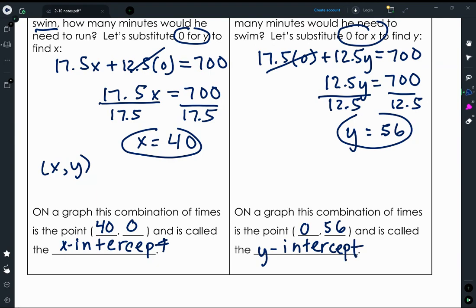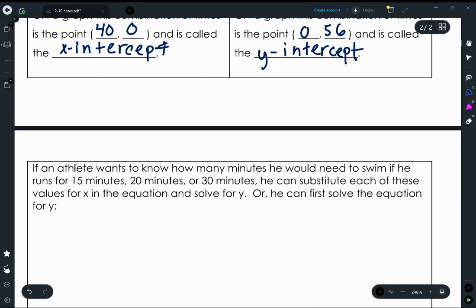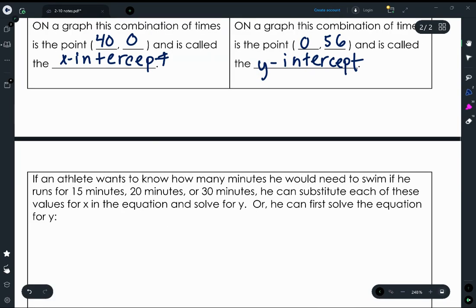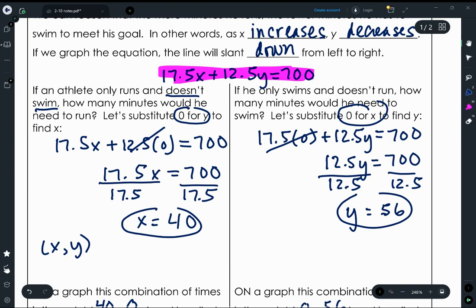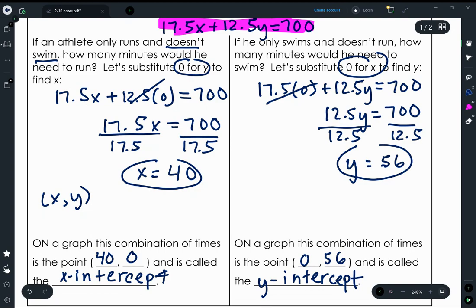All right, let's go ahead and look further at our notes here. If an athlete wants to know how many minutes he would need to swim if he runs for 15 minutes, 20 minutes, or 30 minutes, he can substitute each of these values of x into the equation and solve for y. Or he can first solve the equation for y. So that's going to be looking at these, and I need to write my equation again, but that's going to be rearranging our equation, solving for a variable like we've done the last couple days.